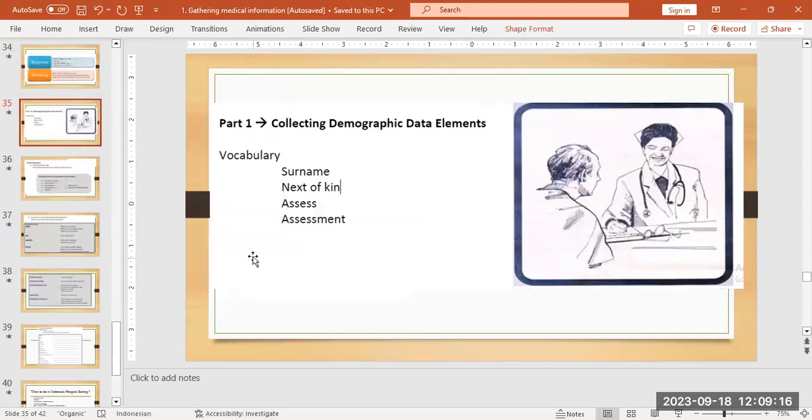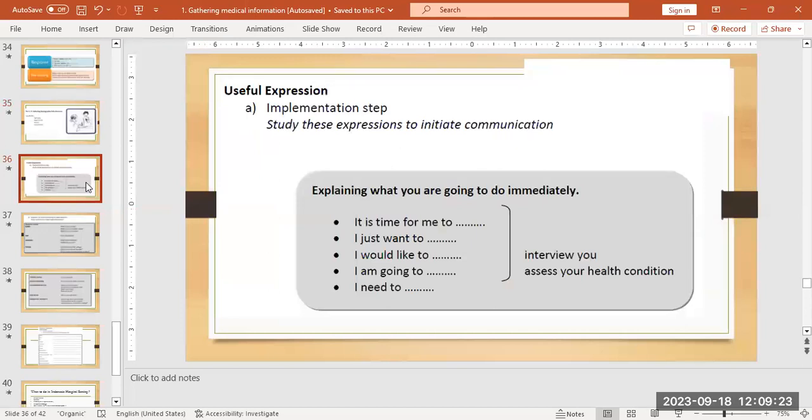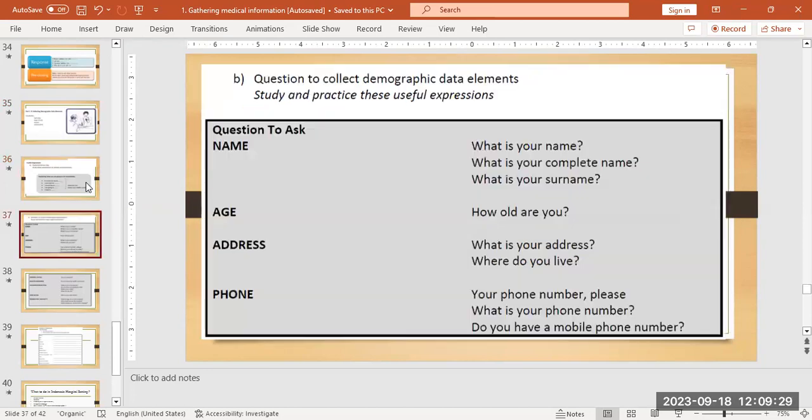Wali or guardian. Yeah. So you can start the introduction like before. How do you ask the name? What's your name, what's your complete name, what's your address, right?